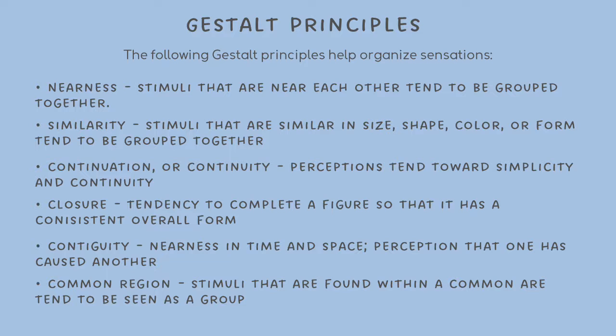Continuity: nearness in time and space, the perception that one thing has caused another. Common region: stimuli that are found within a common area tend to be seen as a group.